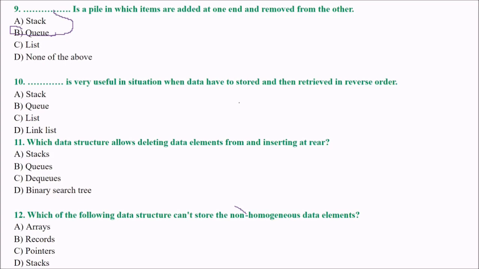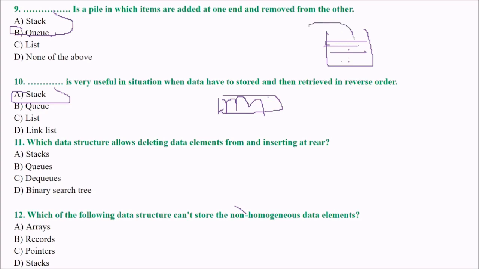10th is dash is very useful in such situation where data have to be stored and then retrieved in reverse order. Stored and removed in the reverse order. So what would be your answer? The answer is of course stack, as we have seen when you take an example of a recursive function. When you place the values here, the latest value can be taken back. So this is reverse order.